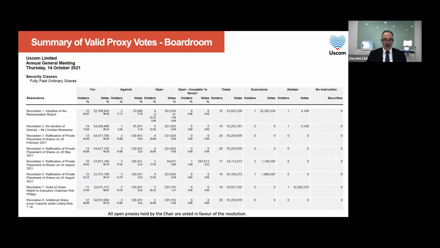Moving on to resolution number 4, that for the purposes of ASX Listing Rule 7.4 and for all other purposes, the issue of 434,782 shares at an issue price of 11.5 cents per share on the 26th of May 2021 to the person identified and on the terms described in the explanatory statement, which forms part of this notice of meeting, be approved. Are there any questions in relation to this resolution? Again, please raise your hand digitally if you have any questions.